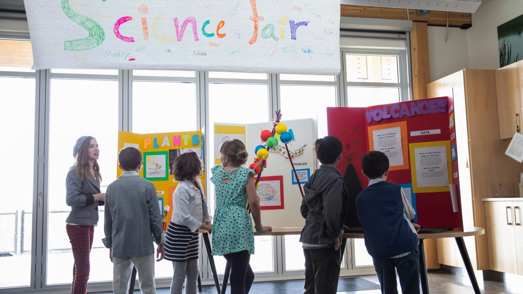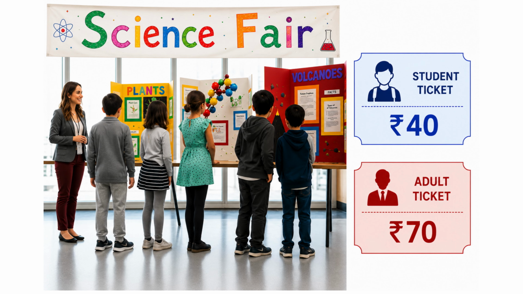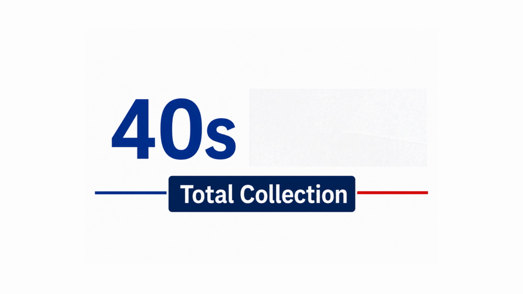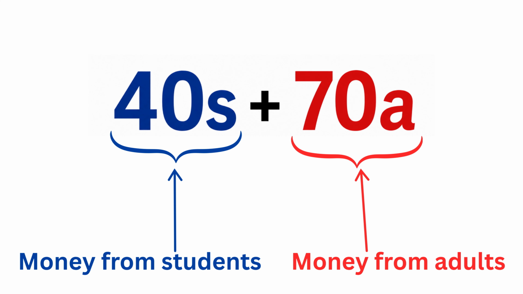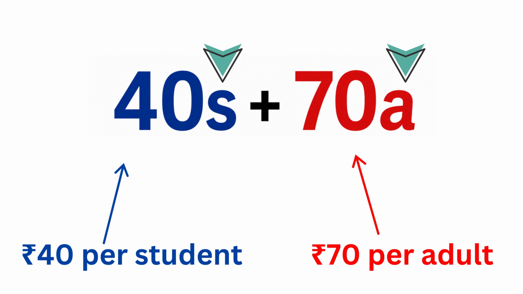Consider a science fair where entry tickets cost 40 rupees for students and 70 rupees for adults. If S students and A adults attend, the total collection is written as 40S plus 70A. Notice that each term represents a different quantity. The coefficient tells us the rate or value attached to the variable.